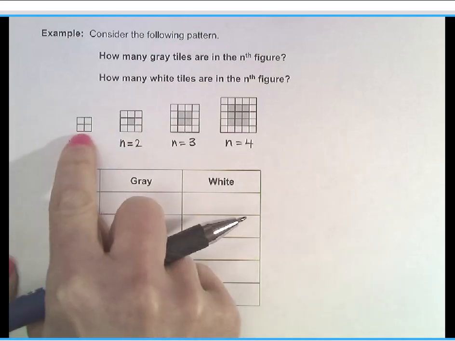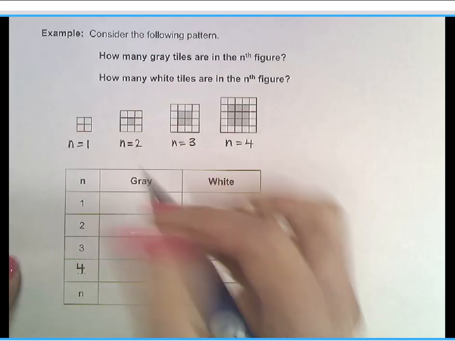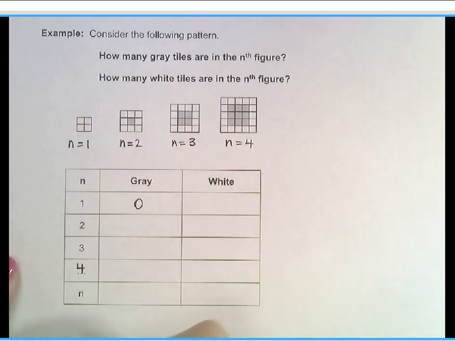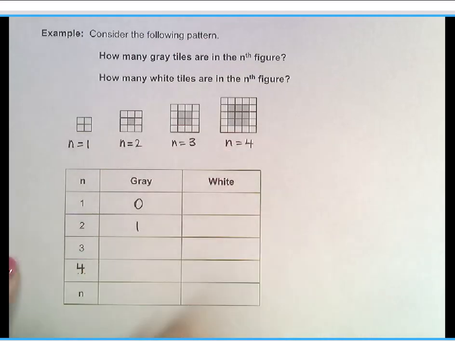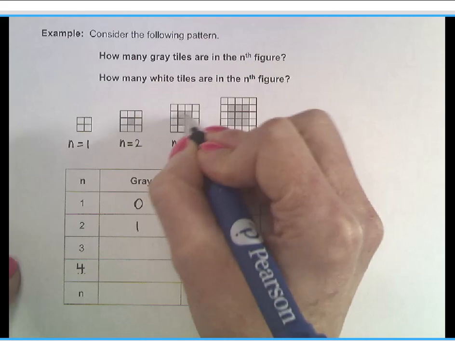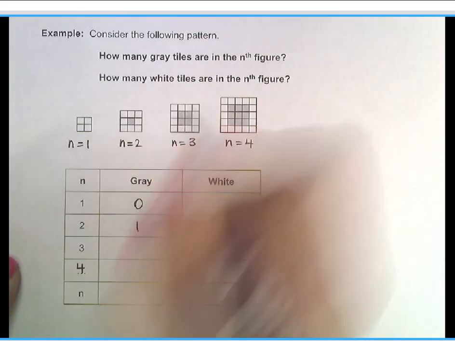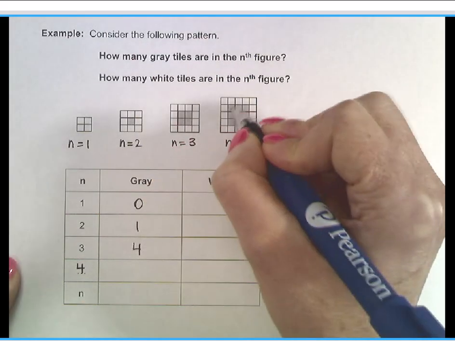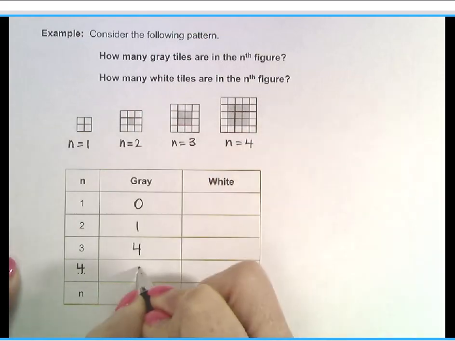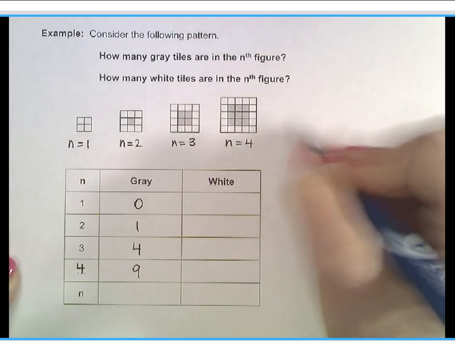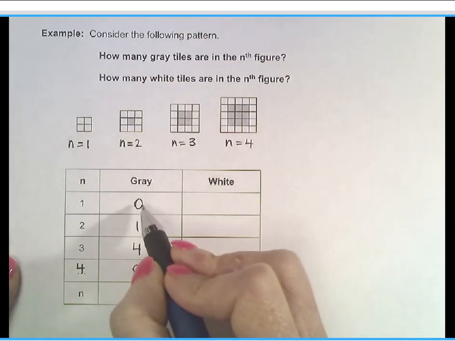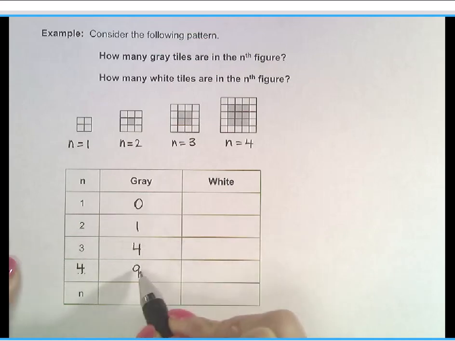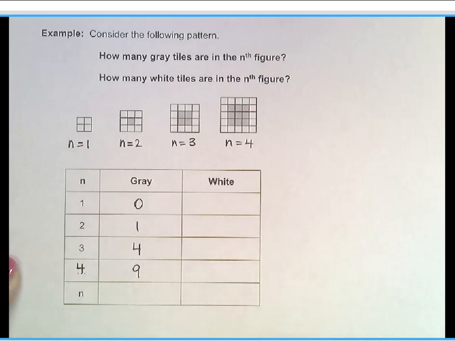Okay, so for the first figure, there aren't any gray tiles. So there's none. In the next figure, there's 1 single solitary gray tile. In the next one, it's a little 2 by 2, so there's 4. The next one is a little 3 by 3, so there's 9. I bet the next one would be a 4 by 4, then a 5 by 5, then a 6 by 6. So you see how these are perfect squares? 0, 1, 4, 9, 16, 25, 36. That's how this would progress.